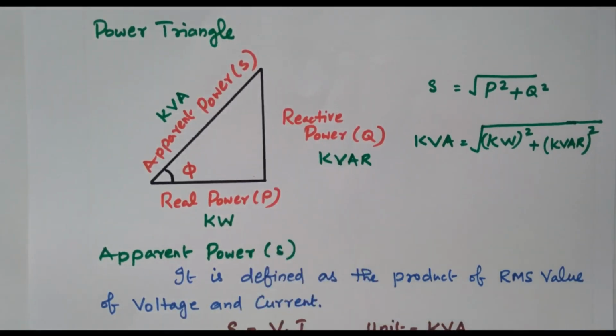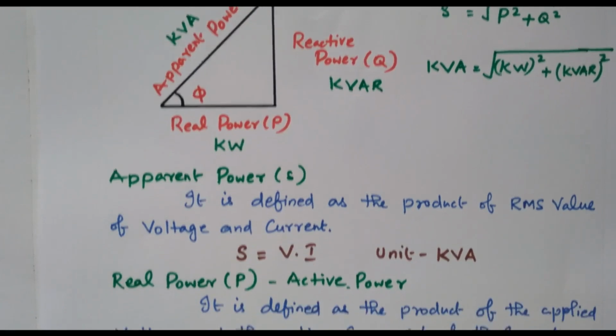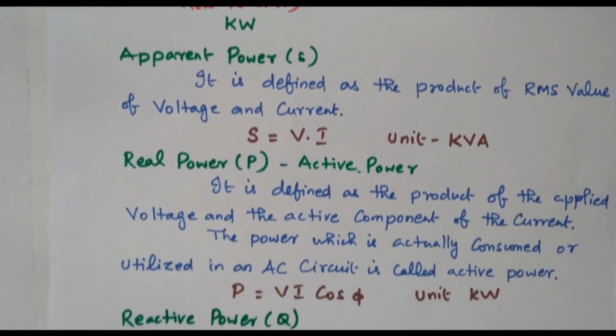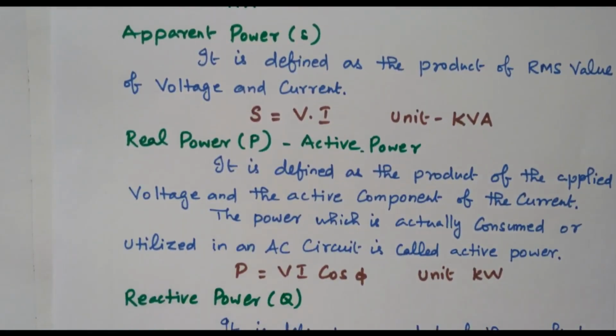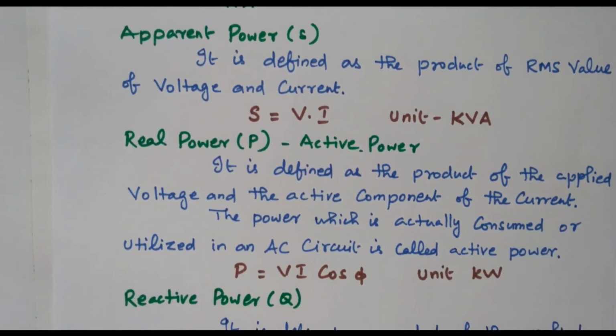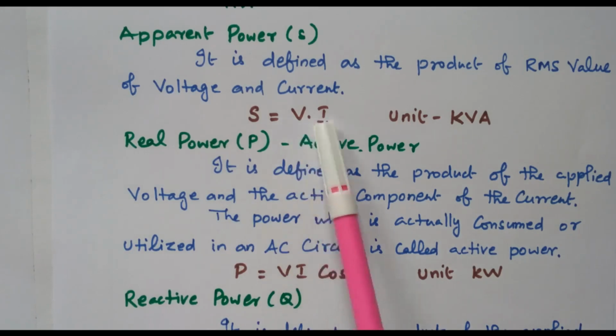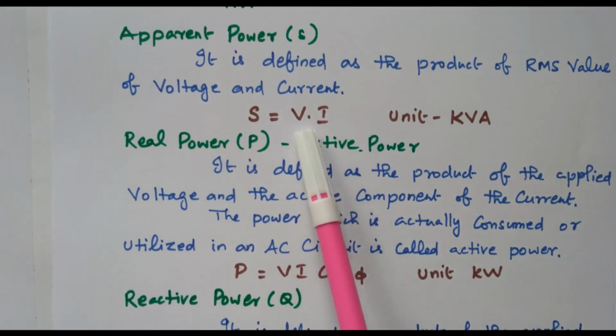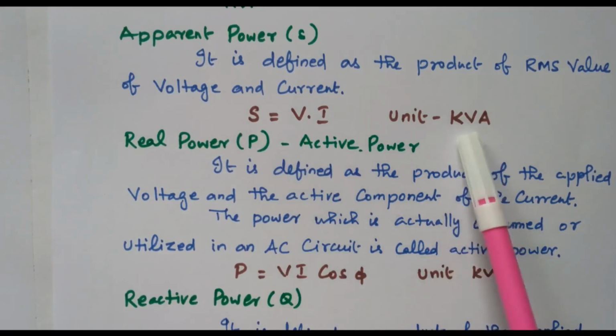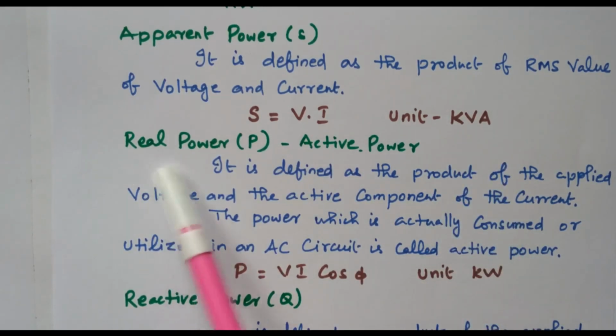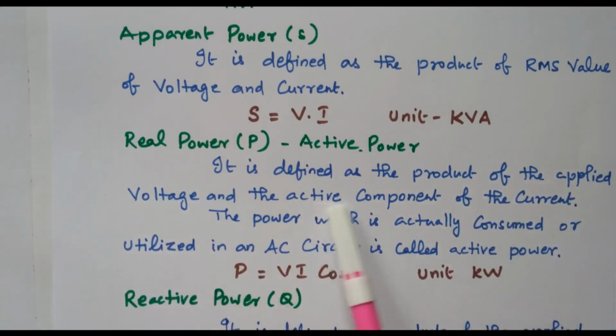Now we'll see what is meant by apparent power, real power and reactive power one by one. So the apparent power is nothing but the product of RMS value of voltage and current. Simply V into I, the RMS value of voltage times current, is the apparent power. The unit is kVA. What is real power? It is the product of applied voltage and the active component of the current. There are two components available, active and reactive.